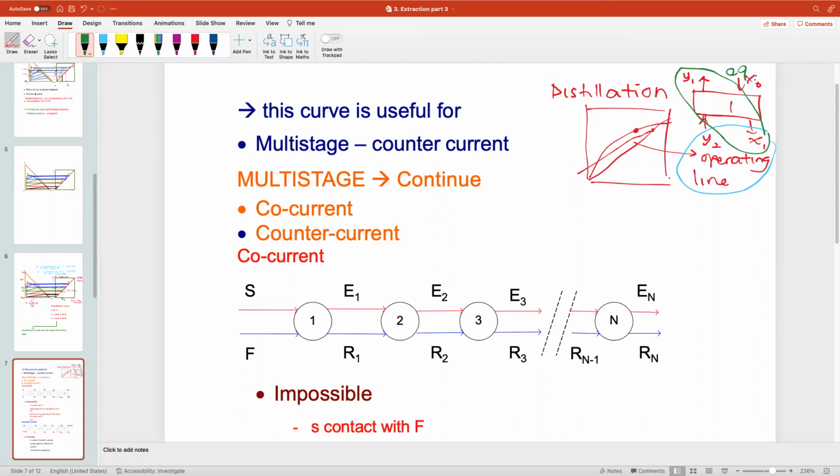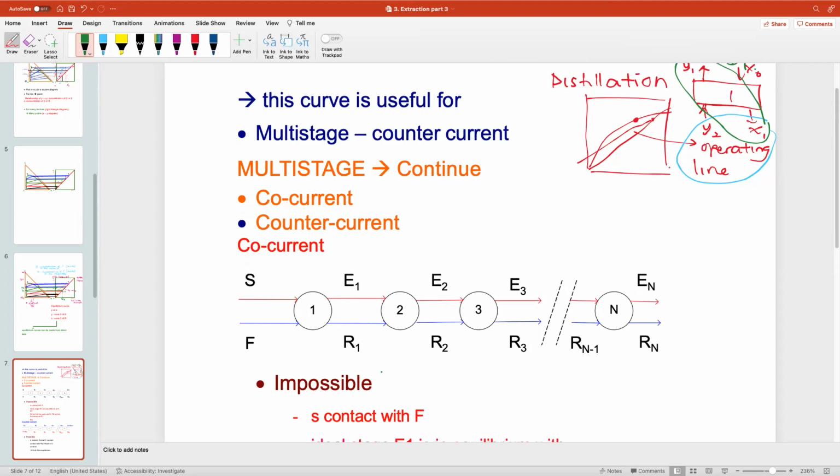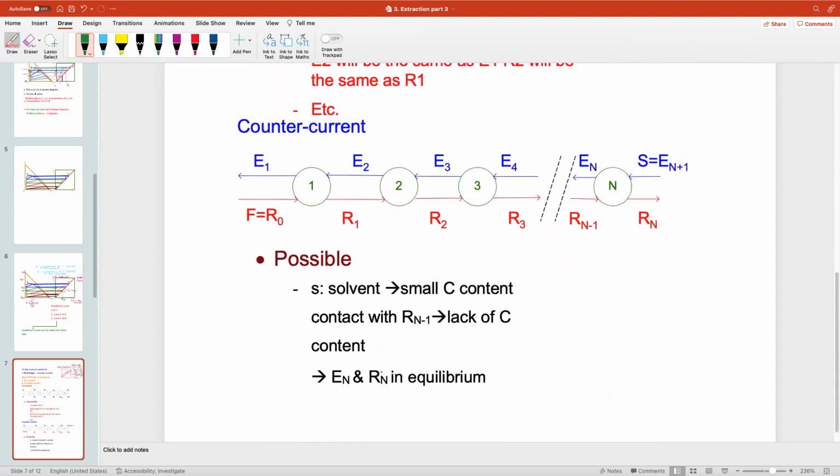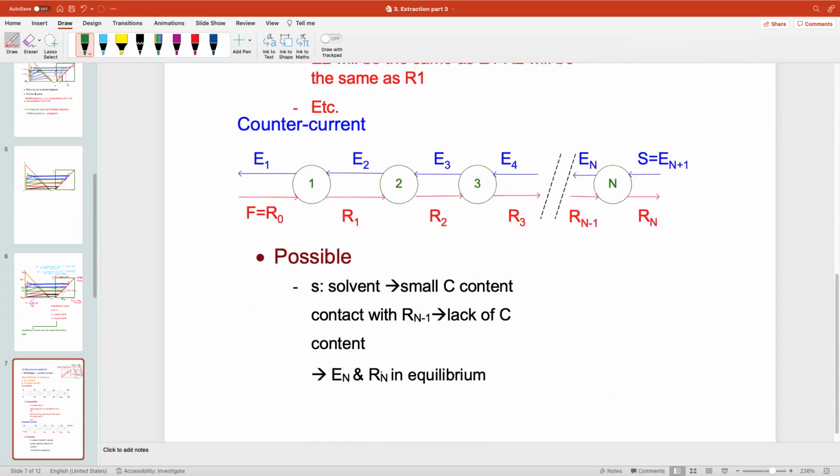In the extraction, it's also quite similar. Actually, it's quite similar. So we have numbered types of extraction. The first one is the co-current extraction, so it has a similar flow, but it is not common, and also of course impossible, because when you have a contact with the feed, it just has a similar E. So it's impossible. The second one is the countercurrent. The countercurrent one is very similar with the distillation.